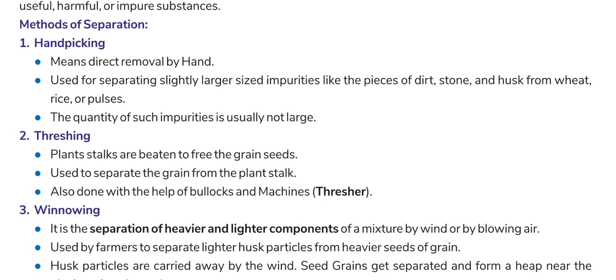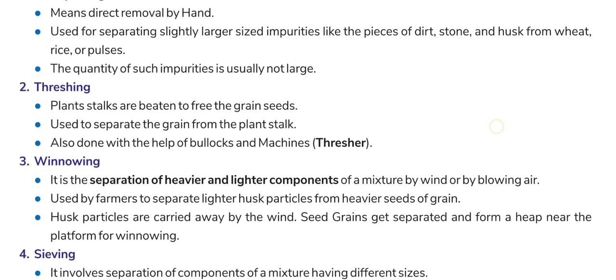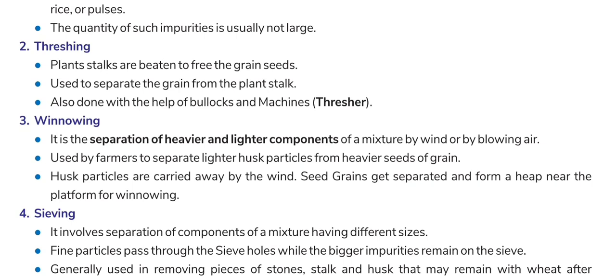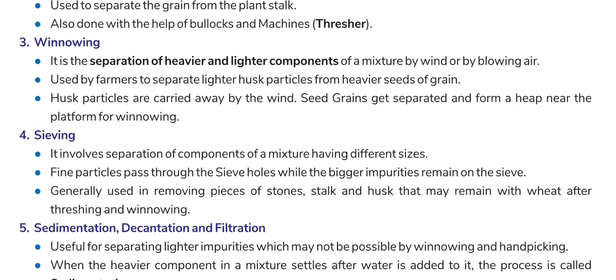2. Threshing. Plant stalks are beaten to free the grain seeds; it is used to separate the grain from the plant stalk. It is also done with the help of bullocks and machines called threshers. 3. Winnowing. It is the separation of heavier and lighter components of a mixture by wind or by blowing air. It is used by farmers to separate lighter husk particles from heavier seeds of grain. Husk particles are carried away by the wind. Seed grains get separated and form a heap near the platform for winnowing.